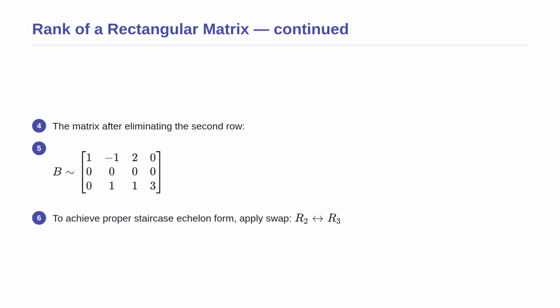However, to put this into proper staircase echelon form, all rows of zeros must be at the very bottom. So we need to swap the second row, which is all zeros, with the third row, which still contains numbers. Swapping rows does not change the underlying amount of information in the matrix, so it does not change the rank at all. Let us perform that swap now.